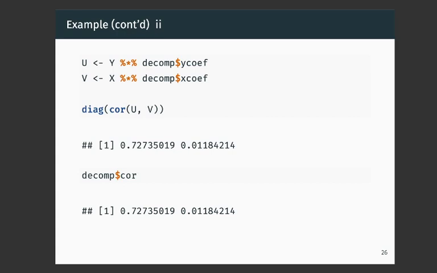If we look at the correlation between u and v and look at the diagonal, which would be the correlations between u1, v1, and u2, v2, we get 0.73 and 0.01. Then if we look at dcomp$cor, we get the same result, which matches our expectations from theorem 1. Recall that this is a bit different from what we got from the population correlation coefficients. The second canonical correlation was much smaller than 0.01.